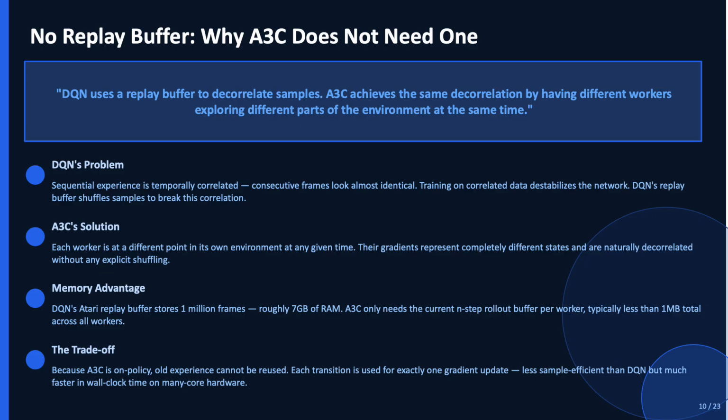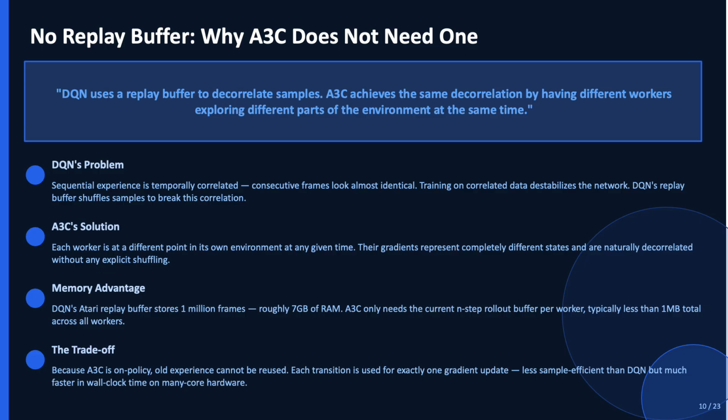DQN's replay buffer exists to solve one specific problem. Consecutive transitions in a single episode are highly correlated because they represent a smooth trajectory through a single scenario, and training a neural network on highly correlated data causes it to overfit to the current trajectory, while forgetting that it has learned from others.